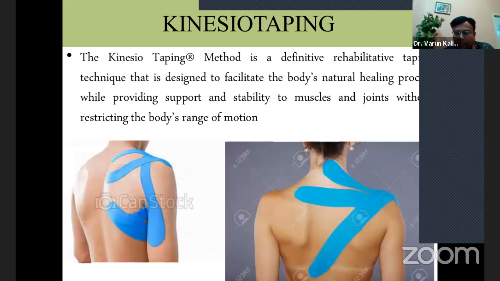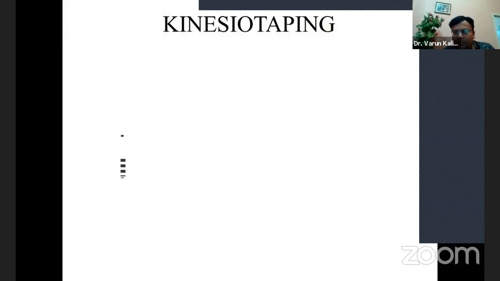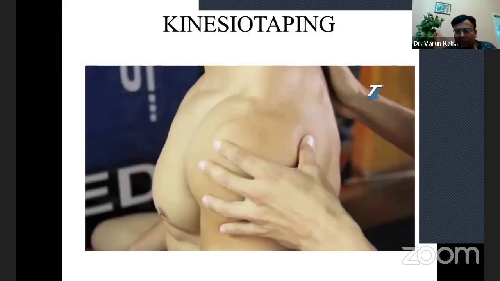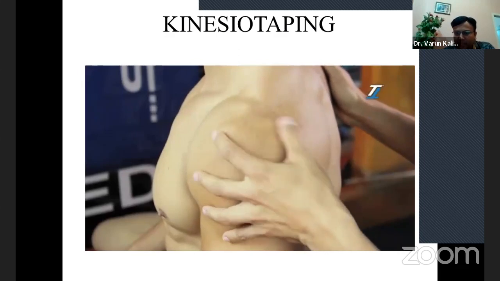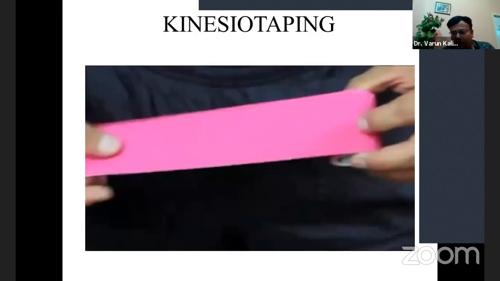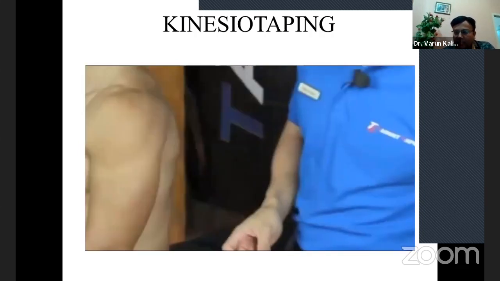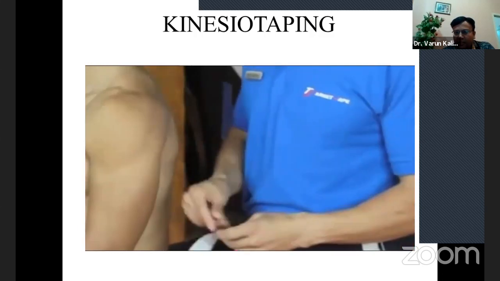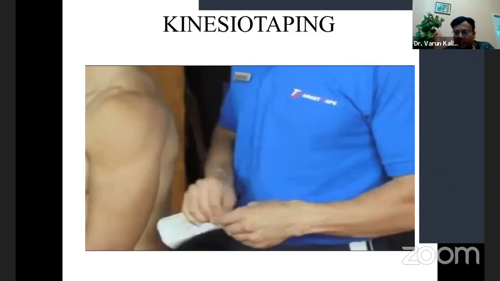Here we can use different types or different methods of kinesio taping, but one common method most of the physiotherapists are using, and I will discuss that method. In this method, the patient will be in sitting position with the shoulder in neutral position, and the therapist palpates completely or effectively before applying kinesio taping. And after that, we will apply 3 pieces of kinesio taping. First piece we will touch the base and in between the center.